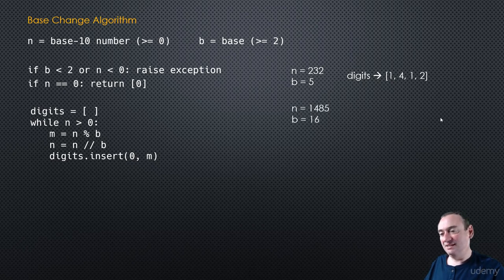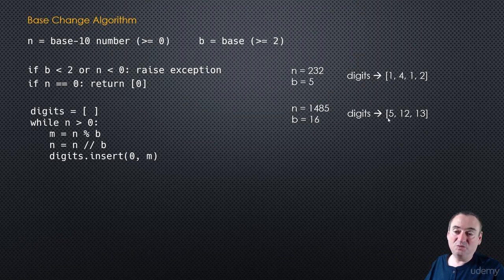Now if we look at base 16, let's say we look at 1485 in base 16, the digits will be 5, 12, 13. These are the base 10 digits, basically. So that doesn't look like hex to us, right? We would think 12 wouldn't be 12. It would be some letter, right? If A is 10, then B would be 11, and C would be 12. So 12 should be C, and 13 should be D, right? So we would think that 1485 base 16 should be 5CD.